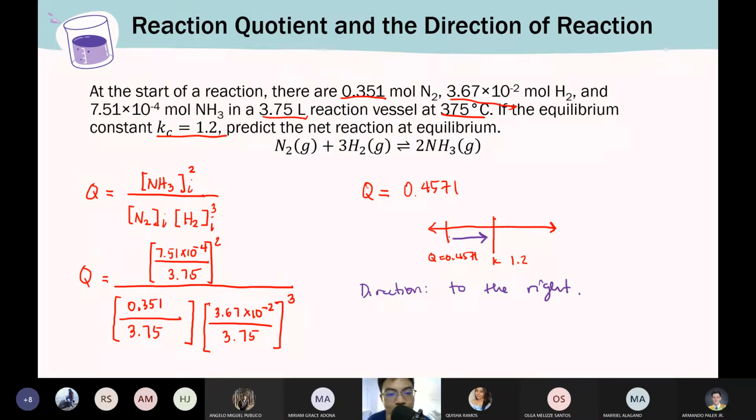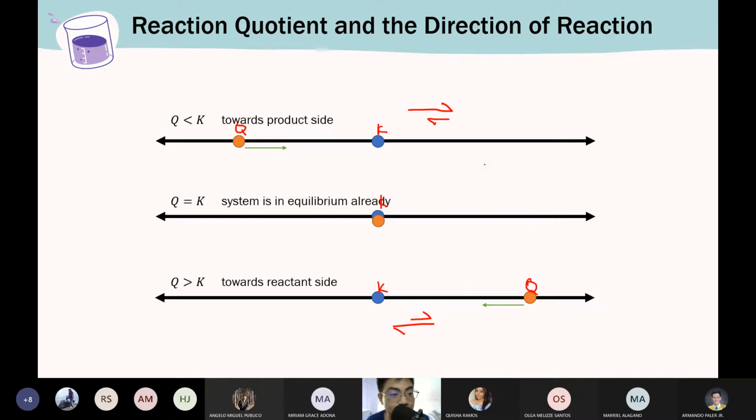Kasi dito yung Q eh. It is less than K, no? So, Q is less than K, so to the right, no? And so, Q is less than K, so to the product side.